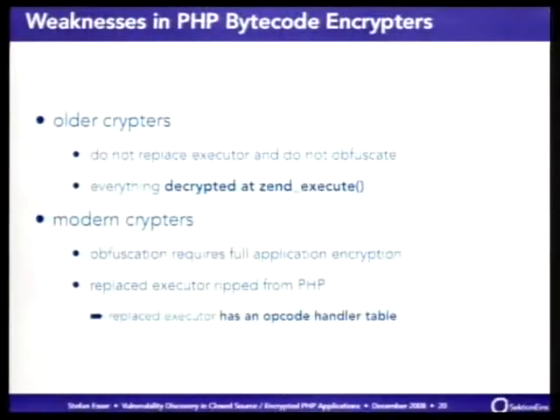Like I already said, in the older cryptors, you had the hook of the compile function, and this hook just decrypted all the bytecode and then gave it to the original execute function, and the bytecode was executed by PHP. The problem with that is that at this point the bytecode is completely decrypted, so you don't need to do anything anymore. You just hook the zend execute function and you get the decrypted bytecode for free. You can do anything you want on this bytecode after that.